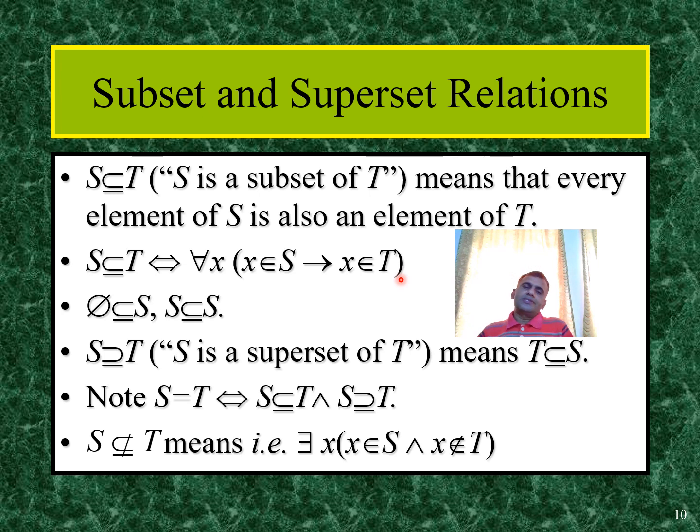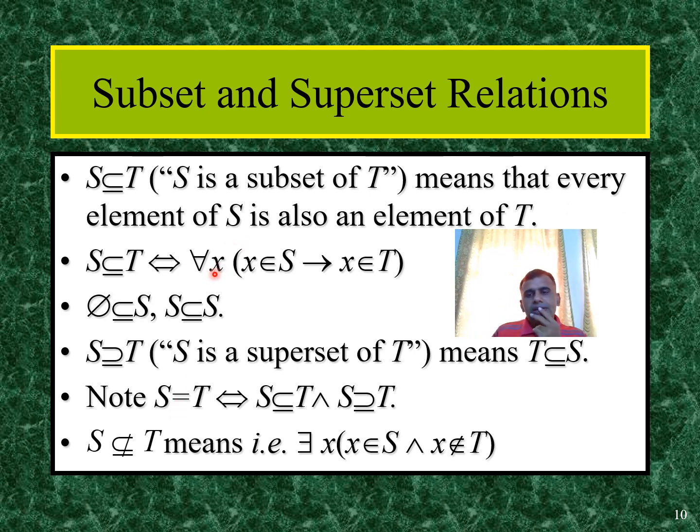Subset and superset. Now see, this is the sign of subset, and this equality sign is there. If only this sign is there, then this will be called proper subset. In the next slide we'll see. S is a subset of T means that every element of S is also an element of T. When will you say that one set is a subset of another? When all the elements of one set are in the other. So S is said to be a subset of T when all the elements of S are in T.